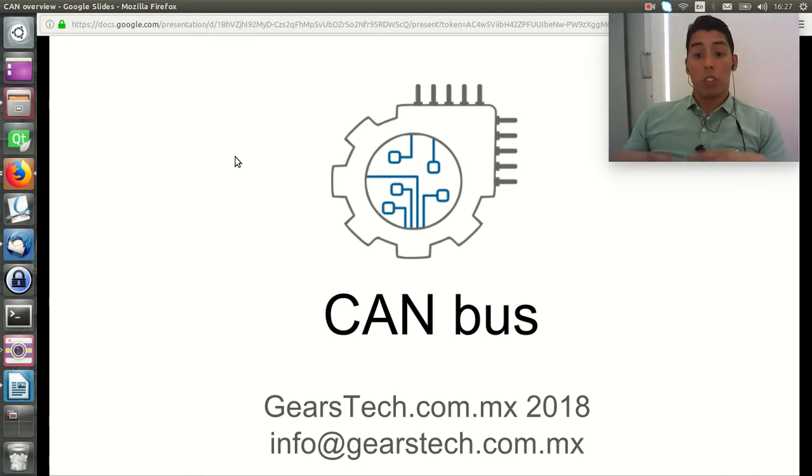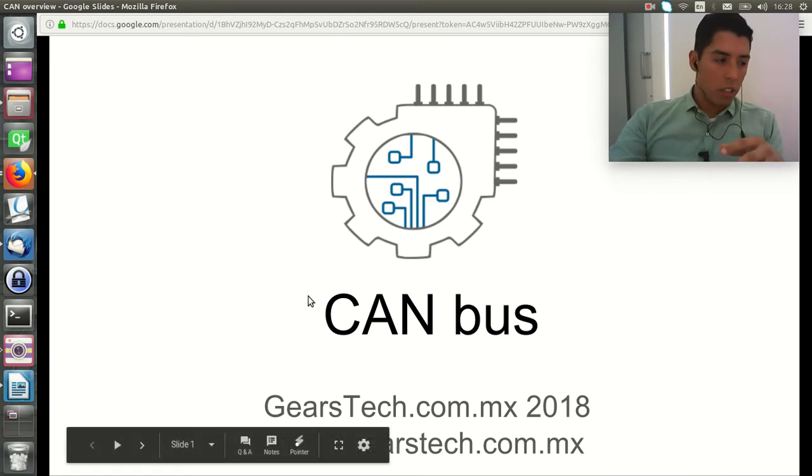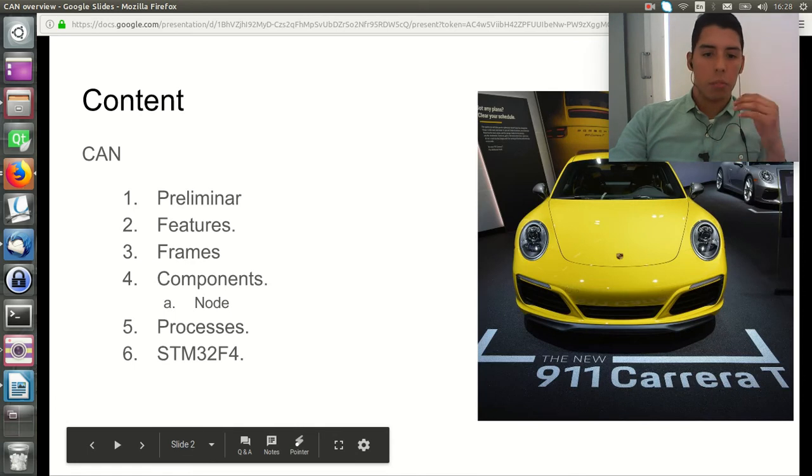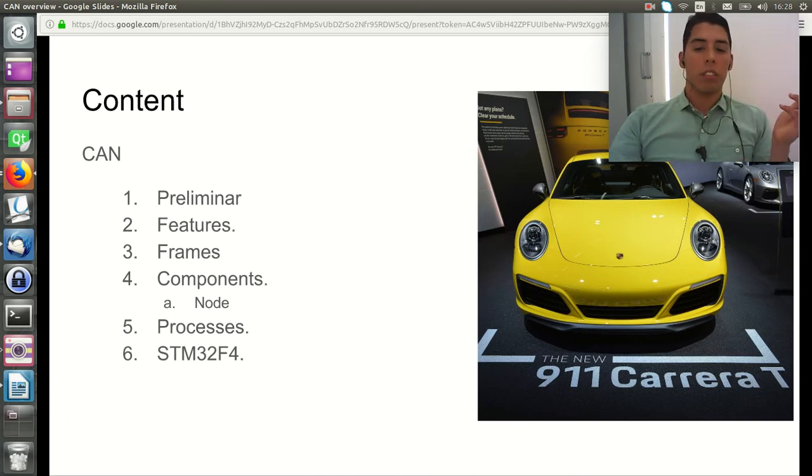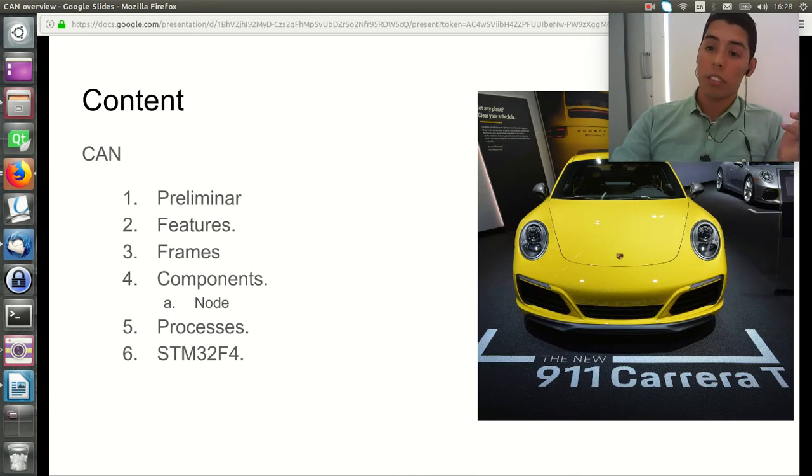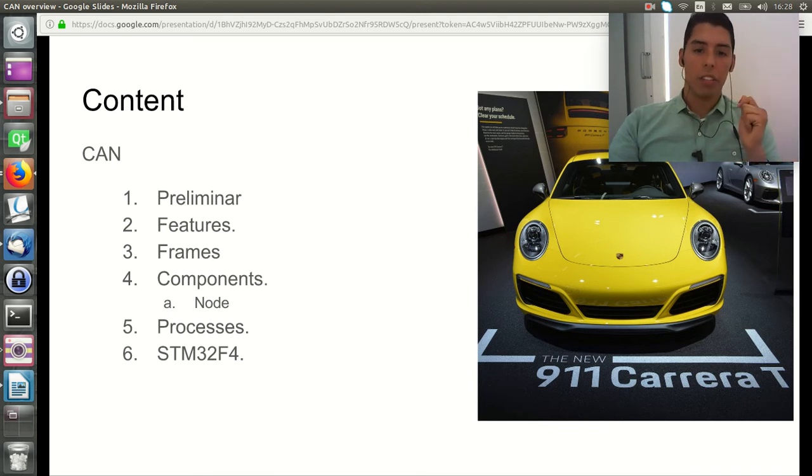In this video we'll have a quick overview of CAN, which is the standard for vehicle communication, even though it is used for different systems. The contents: we're going to discuss CAN concepts, principal features, frames, components, and processes. In another video, the STM32F4 is used to transmit CAN frames.